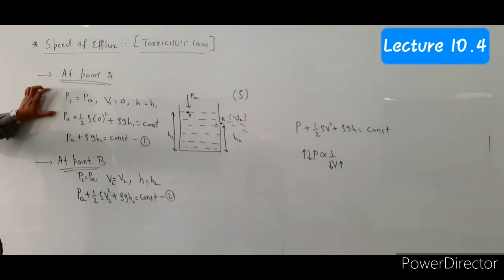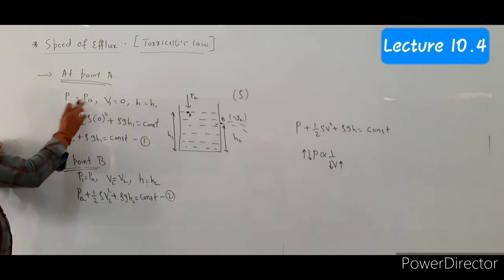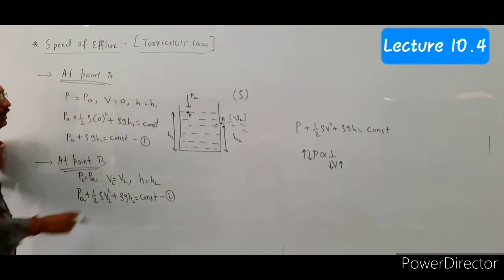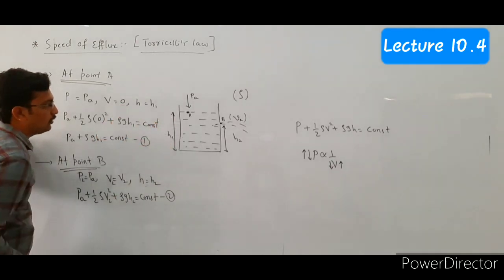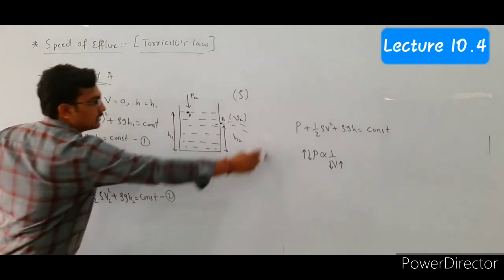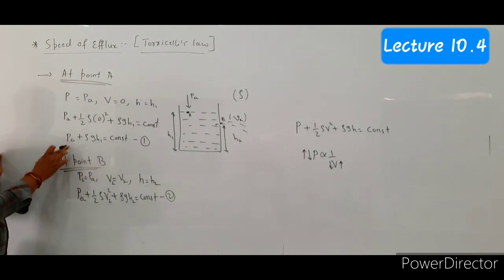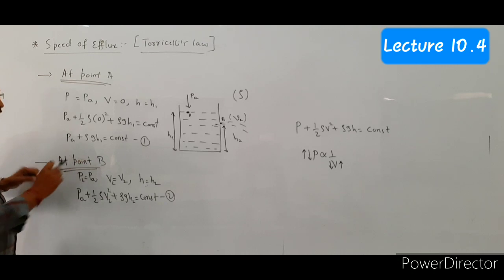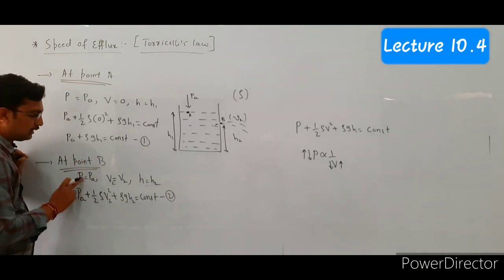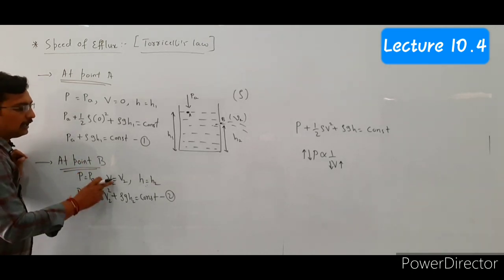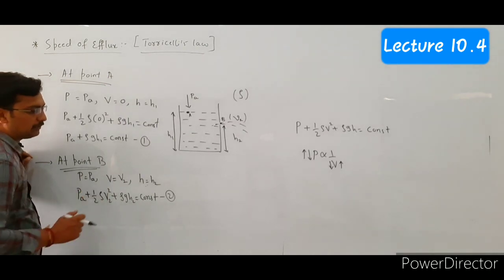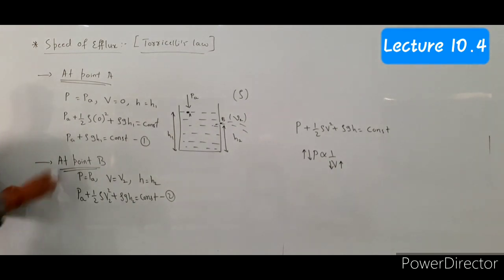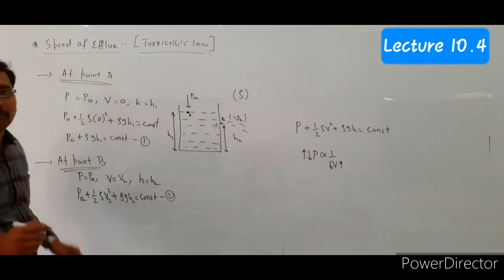See here, at point A the pressure is Pa, the velocity at point A is 0, and the height is h1. Substitute all these values in this expression and you will get the first equation: Pa plus rho g h1 is equal to a constant. At point B, the pressure is Pa, the speed of the particle is V2, and the height is h2. So this is equation 1 and this is equation number 2.